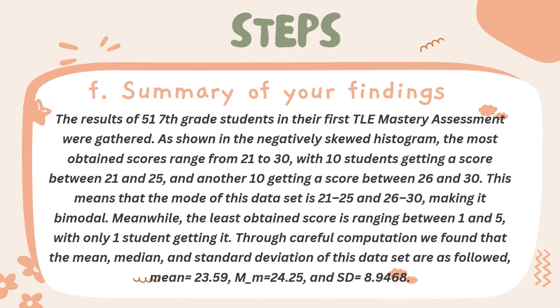To summarize it all, the results of 51 7th grade students in their first TLE mastery assessment were gathered. As shown in the negatively skewed histogram, the most obtained scores range from 21 to 30, with 10 students getting a score between 21 and 25, and another 10 getting a score between 26 and 30. This means that the mode of this dataset is 21 to 25 and 26 to 30, making it bimodal. Meanwhile, the least obtained score is between 1 and 5, with only one student getting it.